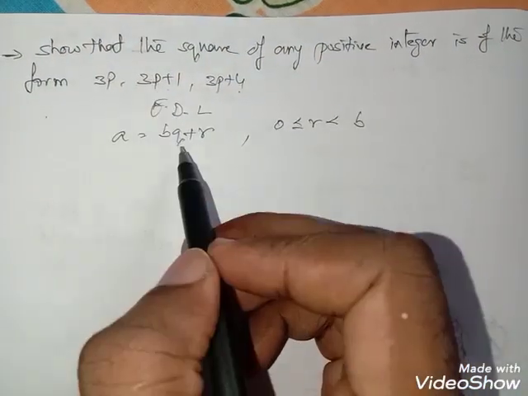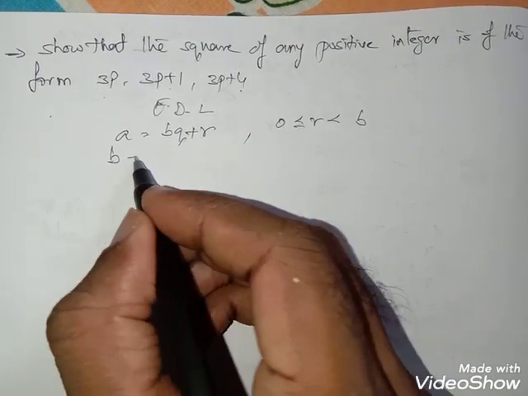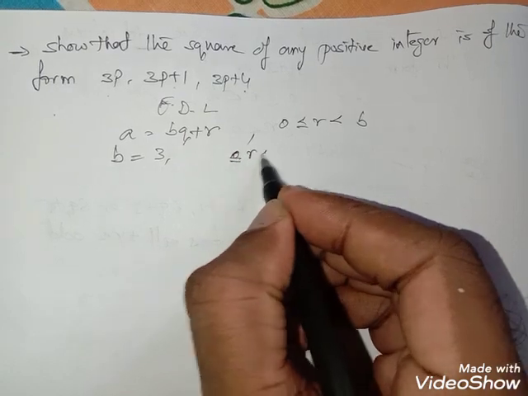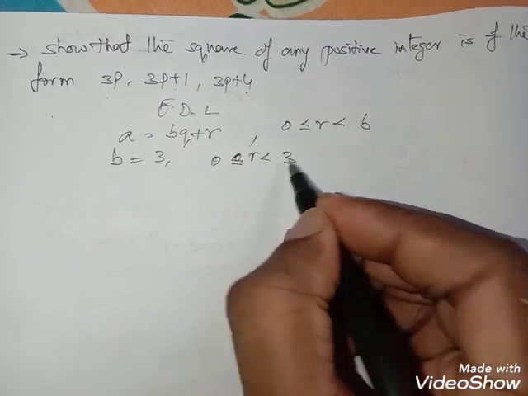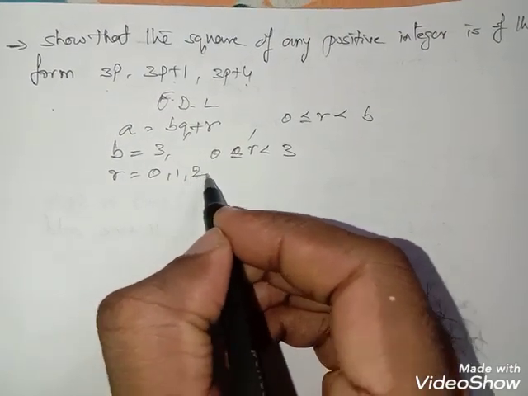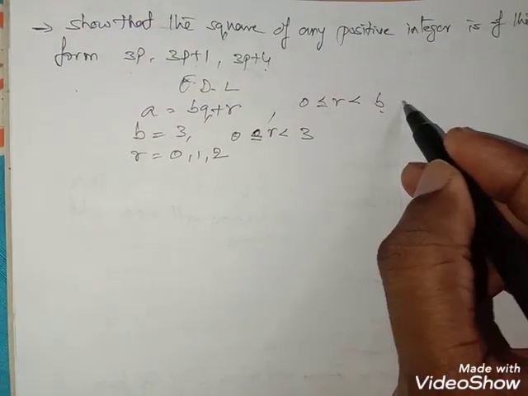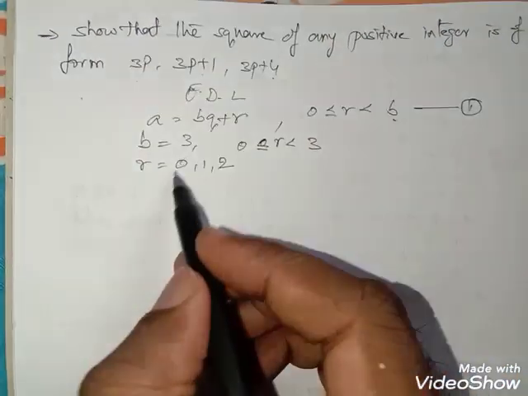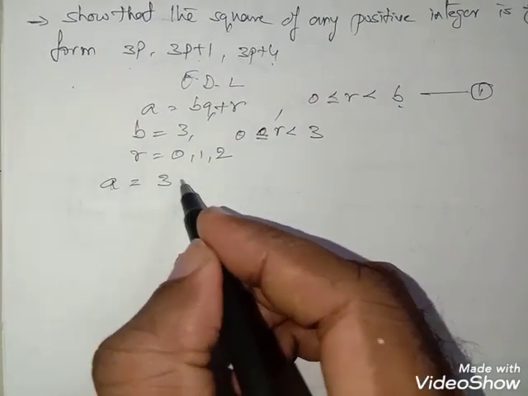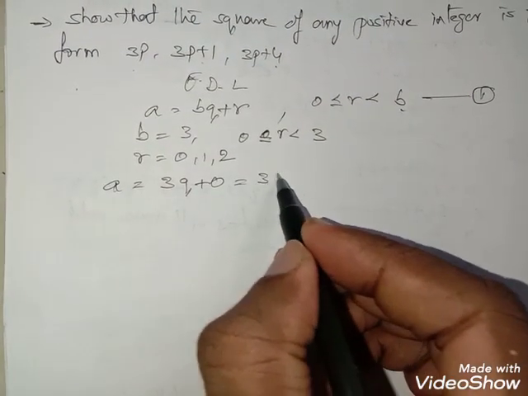Now, if I compare this with the above equation, we know that b is equal to 3 and r lies in between 0 to 3. Now what is the value of r here? So r is equal to 0, 1 and 2. Now substitute r is equal to 0 in this equation. If I denote this as equation number 1 and substitute, you will get a is equal to 3q plus 0. So this implies you will get 3q.